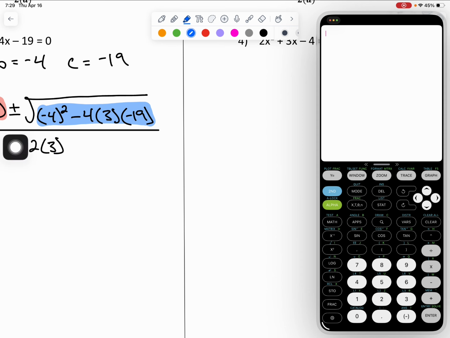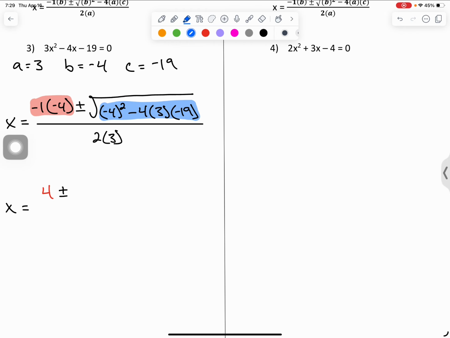So we will open our parenthesis, put in our negative 4, close it. Again, hit x squared to square it, minus 4, open, 3, close, open, negative 19, close, enter. We get 244. And we will go ahead and we will set that over. Yes, I know it's 6. 2 times 3 is 6. Great job, class.